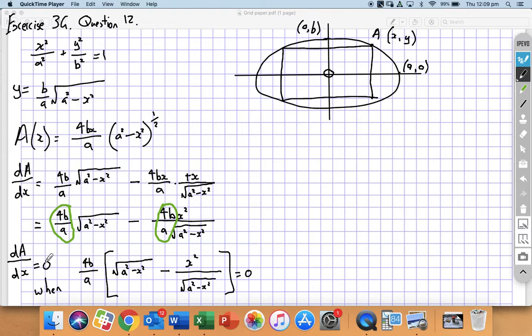So the derivative equals 0 when all of that equals 0. I've taken a common factor out. Therefore, this bit must equal 0, okay? This 4b on a is just a number. Right? I can divide both sides of the equation by that and get rid of it. So we'd be saying, therefore, square root a squared minus x squared.